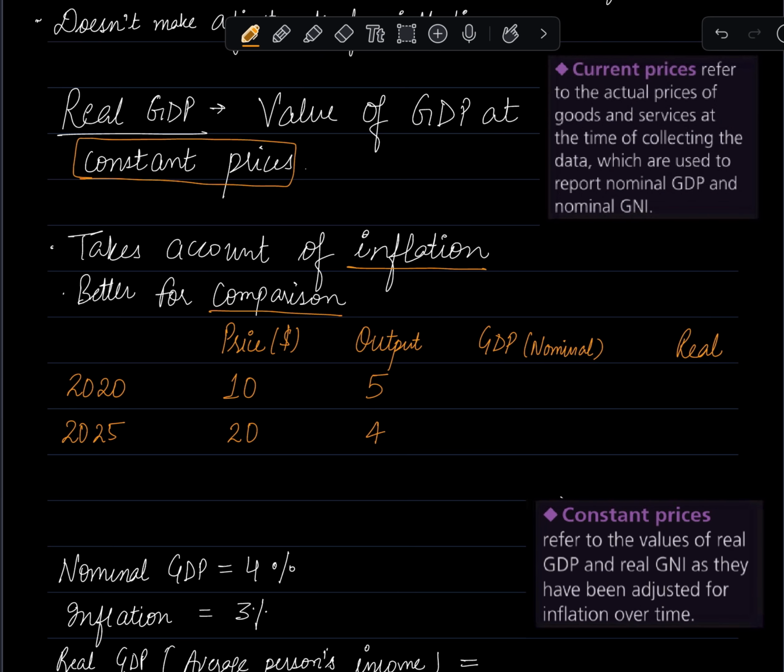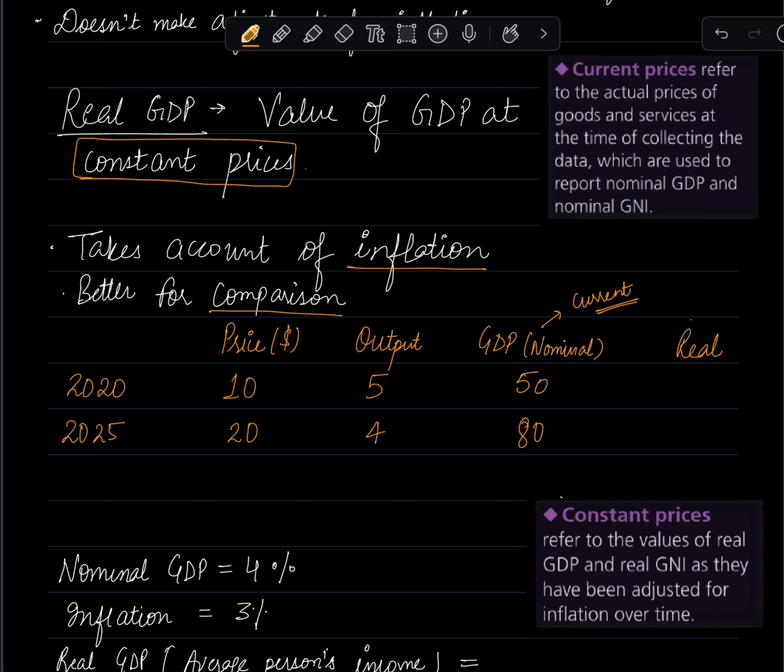So we have price and output for year 2020 and 2025. Since nominal GDP takes the value of goods and services at current price, for 2020, nominal GDP would be 10 into 5, 50, and for 2025, it would be 80. Nominal GDP is showing that there is an increase in the GDP over time. But in actual, we know that there is an increase in the price and there is actually a decrease in the output.